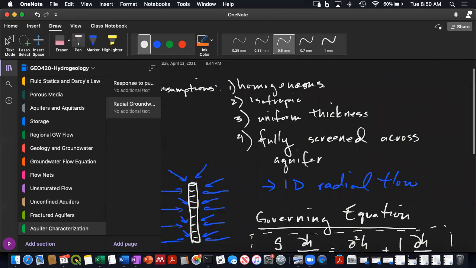And in that case, all of these things apply. We've made the assumption that our aquifer is homogeneous, isotropic, uniform thickness, and fully screened across the aquifer. If those things aren't the case, then we will have a hard time fitting our data. All right, and we'll see how we deal with that in the real world.